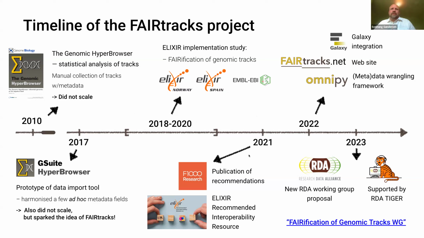So that project ended up with a published set of recommendations, and also the services that we produced and the data model that we produced got awarded this badge called Elixir Recommended Interoperability Resource. And then we wondered, okay, we do need to take this to a more global level and get more users and more traction around this.